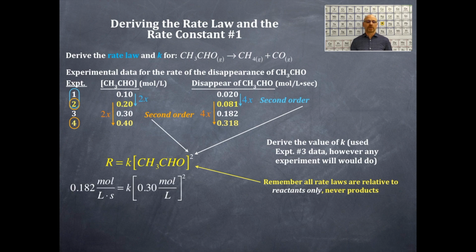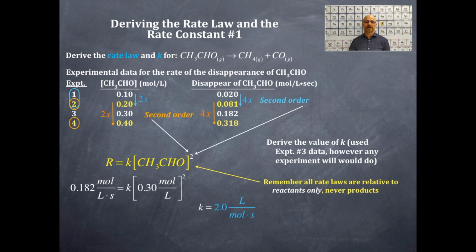So here we go. What I've done is I've taken the data from experiment number 3, that is the rate at 0.182 moles per liter seconds. That's equal to the rate constant, K, times the initial concentration of the acetaldehyde at experiment number 3, that's 0.30 moles per liter, to the power of 2. And so now what we're going to do is derive the value and the units for that rate constant.